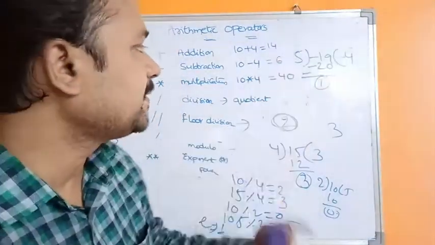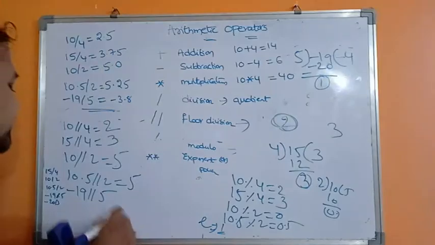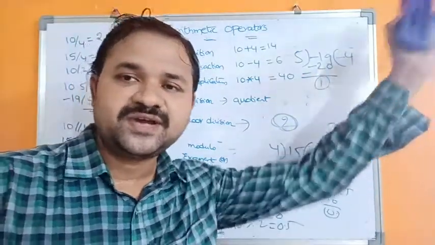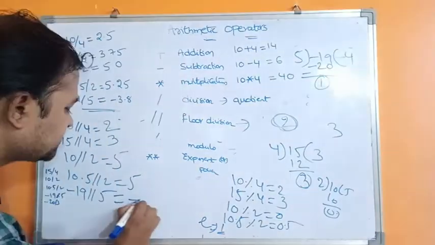Whereas coming to the floor division, the result here is an integer value only. So directly we can take that value. So minus 4 is the result.